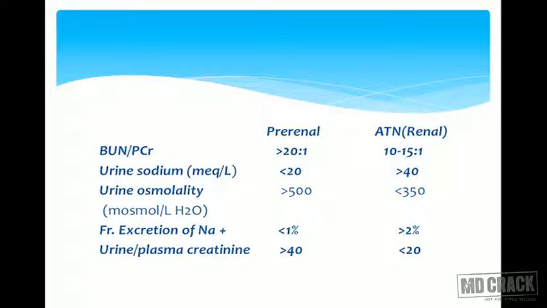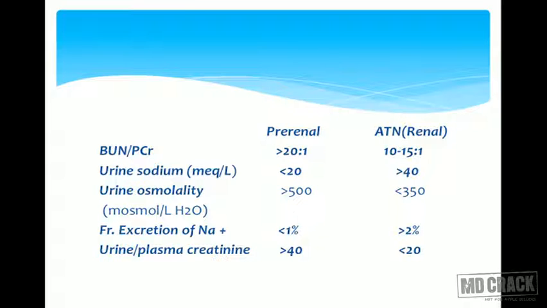And we have a ratio of urea and creatinine. In pre-renal, the ratio will be more than 20, and in renal, it may be between 10 to 15. So ratio of urea and creatinine, more urea, less creatinine, indicates pre-renal acute renal failure. Urine sodium, same explanation. The urinary sodium will be less than 20 milliequivalents per liter in pre-renal, whereas in renal type of renal failure, it will be more than 40.